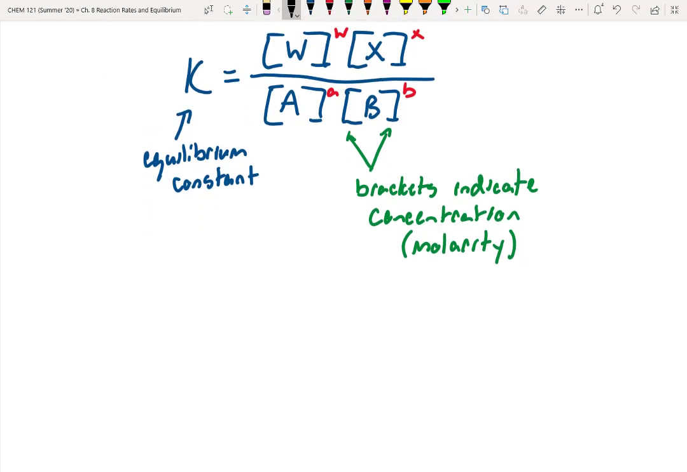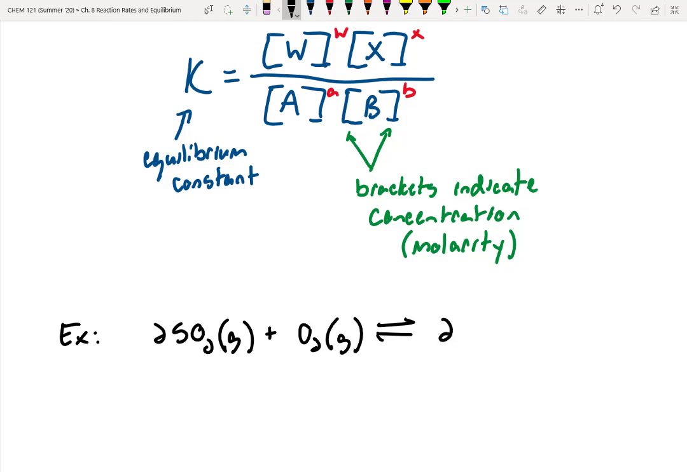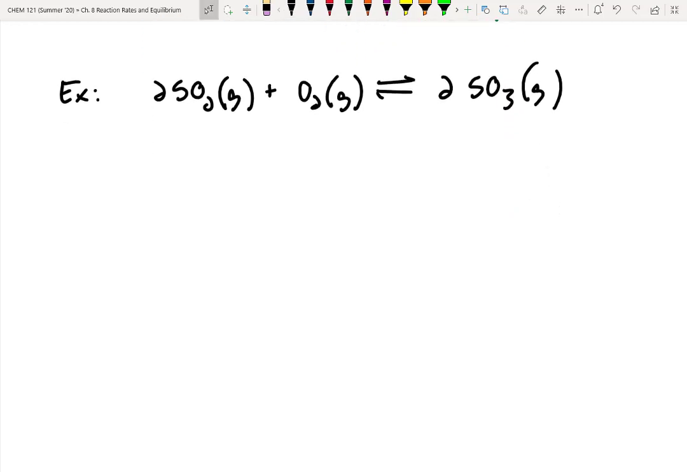All right, so let's do an example here. So let's do a reaction where we've got two sulfur dioxide molecules, they're gas, reacting with oxygen, which is a gas, to make sulfur trioxide. And in order to balance it, we need two of them. Okay, so let's calculate the equilibrium expression here, or at least write it out, I should say.